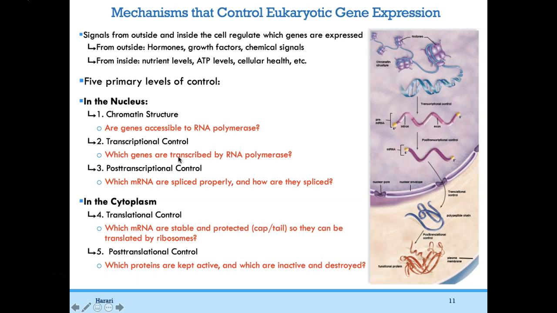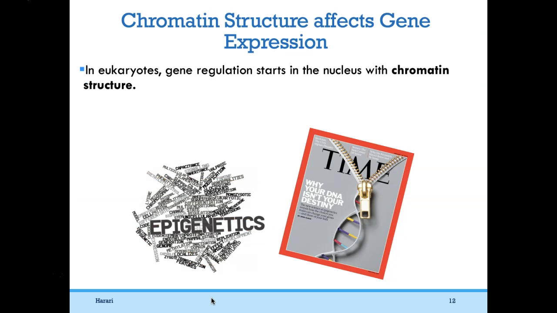It can control which genes are transcribed and spliced, right? These signals can control which mRNAs can be translated by ribosomes. And these signals can control which proteins are going to be active and which should be inactivated. So it's a very complicated interplay of signals from outside and inside the cell. But we're going to start inside the nucleus.